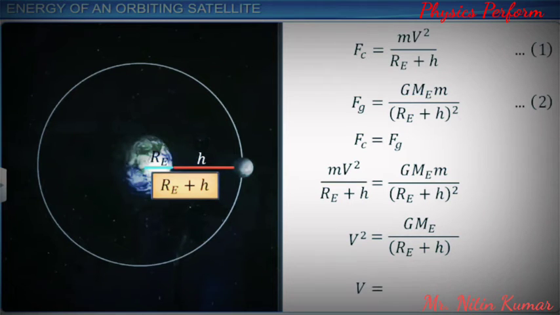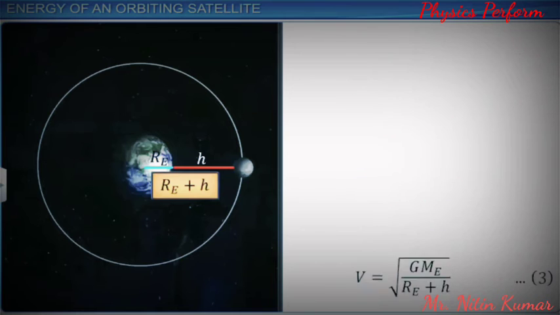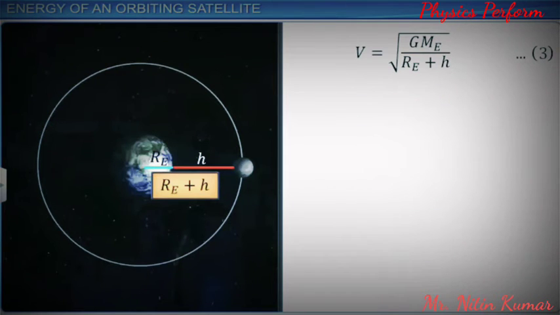Once you know the expression for the speed of the moon in its orbit, you can find the kinetic energy of the moon using the expression KE is equal to half mv square. Substituting the expression for speed from equation 3 in the expression for kinetic energy, you get KE is equal to half m GME divided by Re plus h. Let this be equation 4.